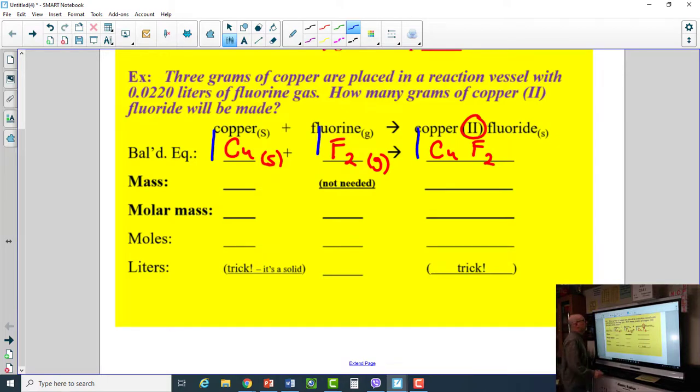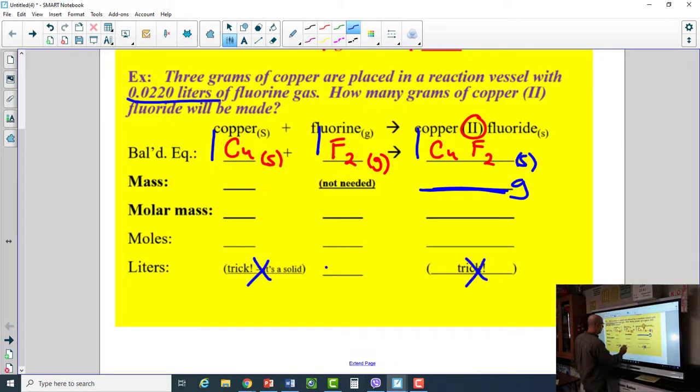All right, what's the question asking? How many grams of copper 2 fluoride will be made? So I'm looking for this. That's my final answer right there. How many grams? 0.0220 liters. All right, so we have to get over here. It looks to me like we are not going to have to do anything with this entire column. There's nothing in the question. You can do it if you want to. But what we're going to have to do is go from liters to moles somehow or other. Once we get the moles here, then we can figure out the moles of the copper 2 fluoride. And once we have the moles, we can calculate the grams of this.